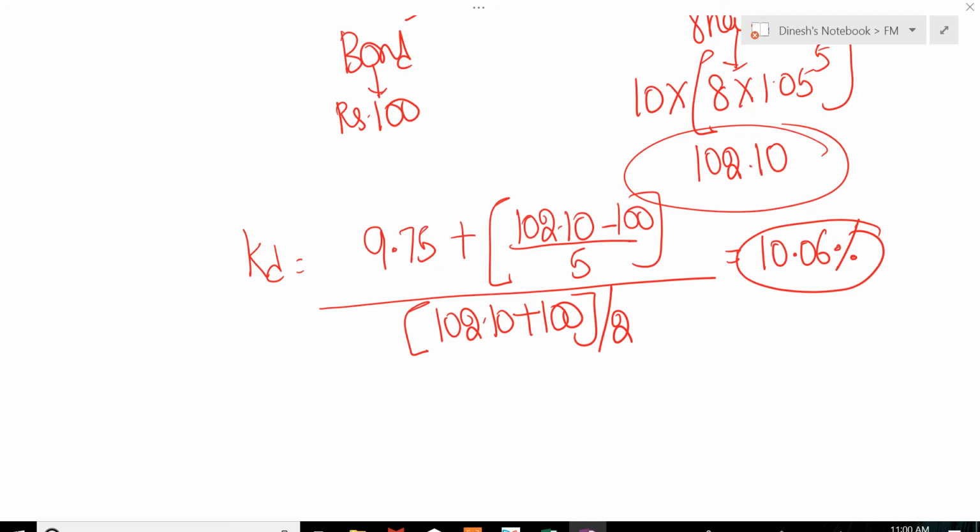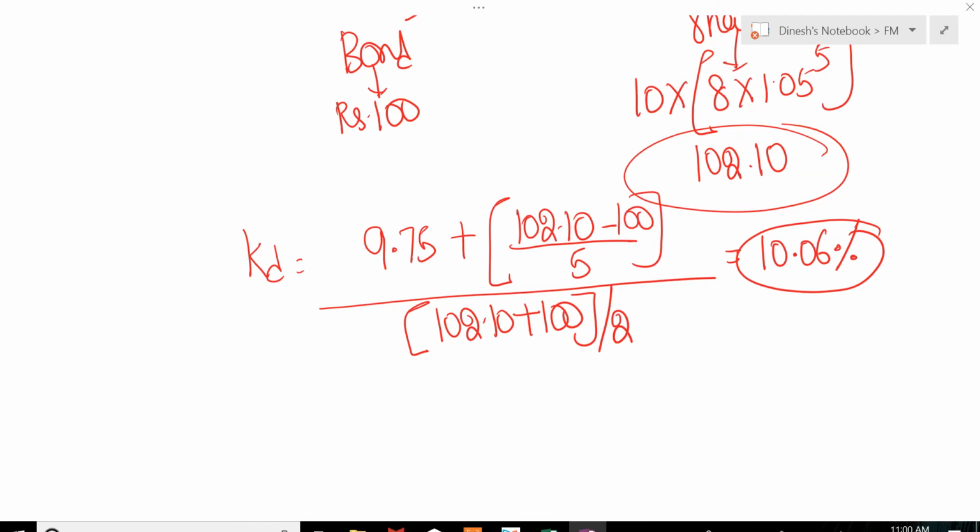Done. If this was not convertible, you would have done 9.75 plus 100 minus 100 by 5. That's all. For a non-convertible, you would have done 100 minus 100. For convertible, you have to do this check and it's the higher of the two. If equity was only 80, I would have again written 100 only, because it's an option to convert, not mandatory to convert.